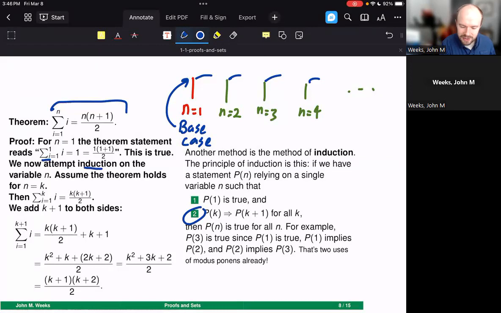We now attempt induction on the variable n. So we assume the theorem holds for some value of n equals k. Notice here the value of k is arbitrary. We have moved away from the proof by example format that we were talking about before, so that we have that something is true for the n equals k case. Notice that this could have been the n equals 1 case, which would have been true. Then what we're showing in the next part is that n equals 2 would also be true.